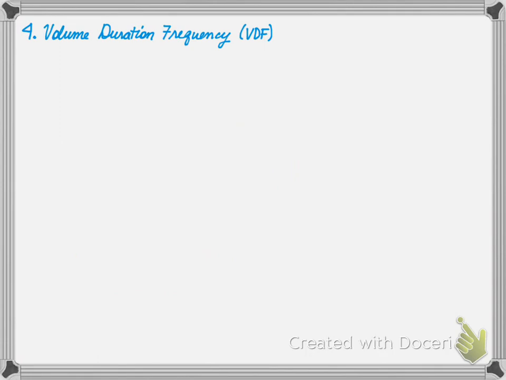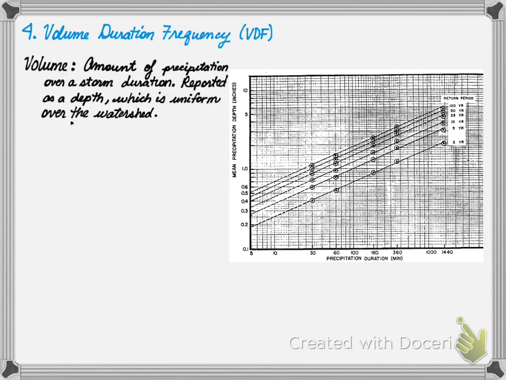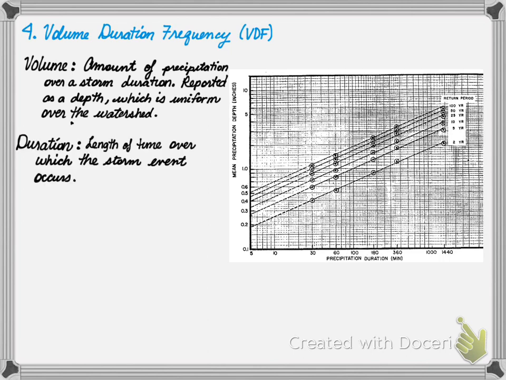Next, we're going to discuss what a volume duration frequency graph is, or a VDF. This following figure is a VDF. Please pause your video and go to your note packet and find the volume, duration, frequency graph for Orange County. Volume is the amount of rainfall measured in terms of depth that has fallen. It is assumed to be uniform within a watershed for a given duration. Duration is the length of time over which the storm event occurs.